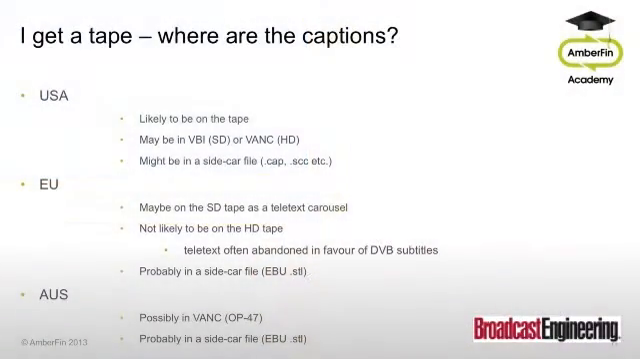So where do I find my captions before I make this first file? Well, in the US, again, captions are likely to be found on the tape. They're either stored in VBI for SD or in VANC for HD. Now, in Europe, however, captions are usually inserted into the stream at the point of transmission. And so you may find some in the VBI for SD, but more likely, someone's going to deliver an STL kind of file with your tape.